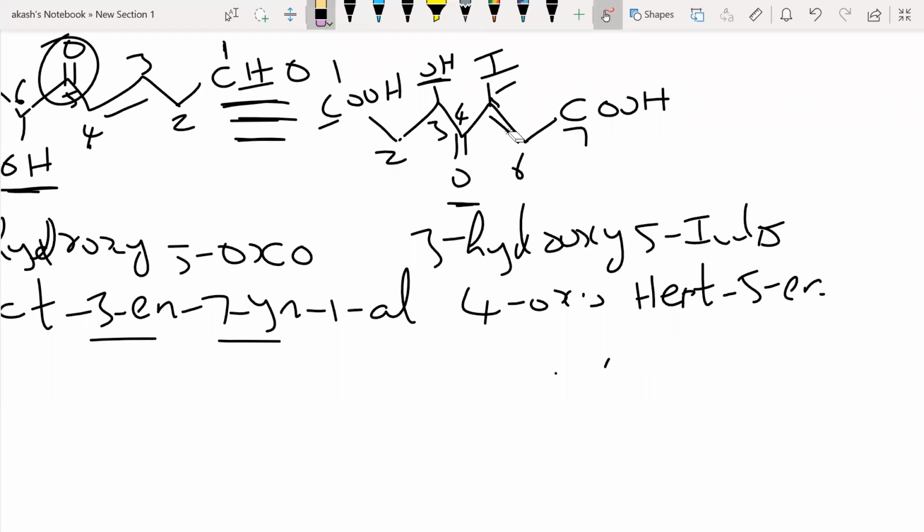This is sometimes a little irritating. 1,7-dioic acid. Okay, fine, at last. So 3-hydroxy, from the numbering, if you've done it properly, other than that everything is fine. Hept-5-ene-1,7-dioic acid. Again, di is very important. If you don't specify, again wrong.